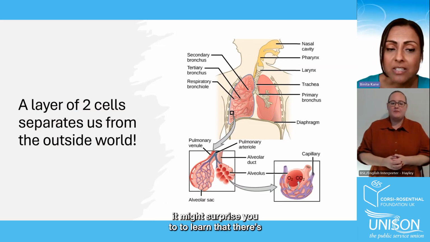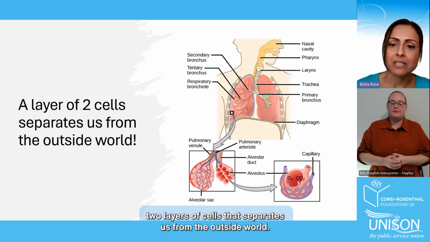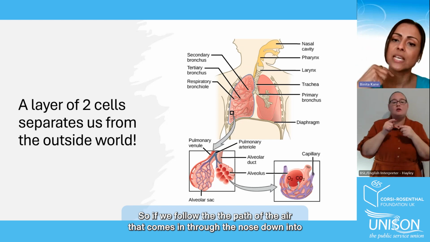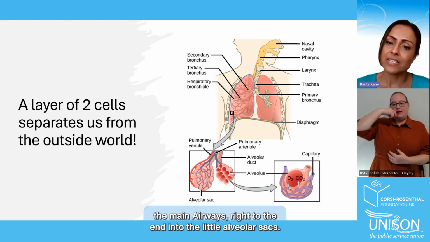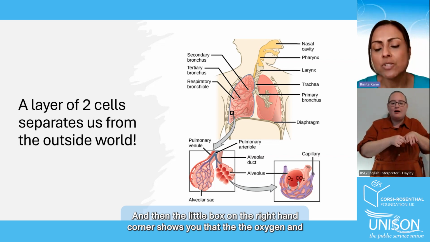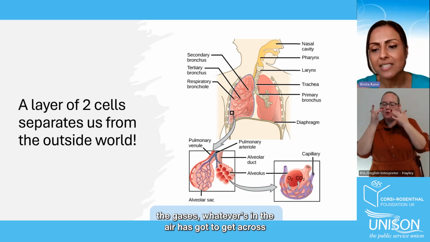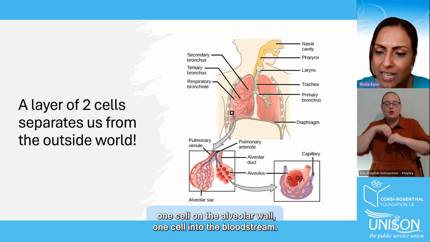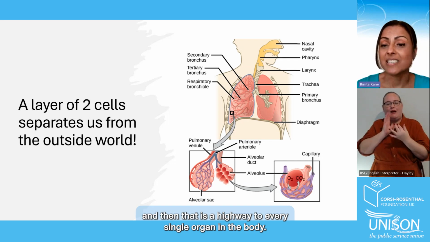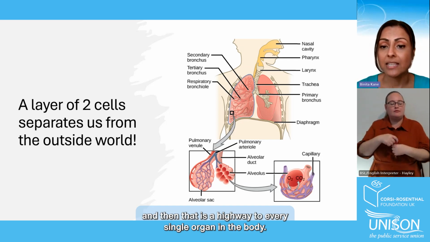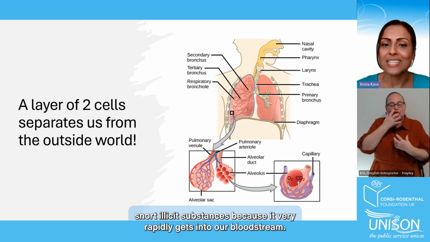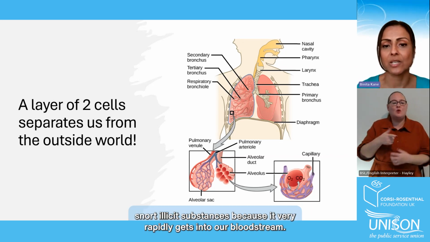It might surprise you to learn that there's two layers of cells that separates us from the outside world. If we follow the path of the air that comes in through the nose, down into the main airways, right to the end into the little alveolar sacs, the little box on the right-hand corner shows you that the oxygen and the gases, whatever's in the air, has got to get across one cell on the alveolar wall, one cell into the bloodstream, and then that is a highway to every single organ in the body. So this is why people smoke illicit substances, snort illicit substances, because it very rapidly gets into our bloodstream.